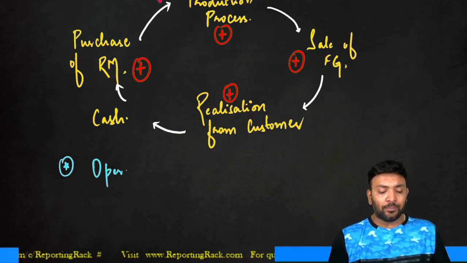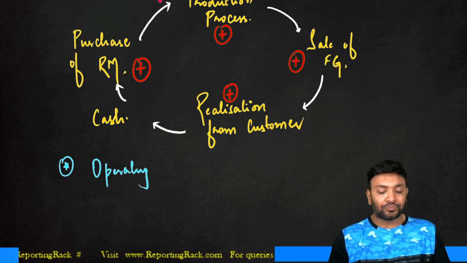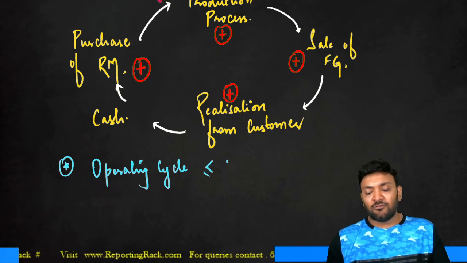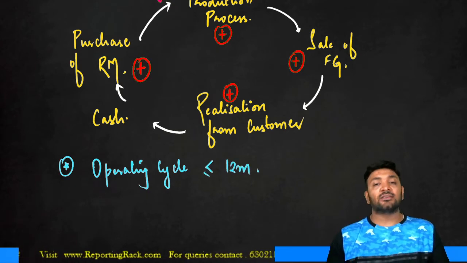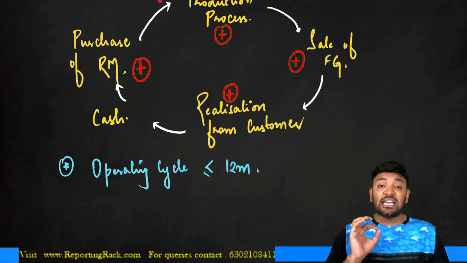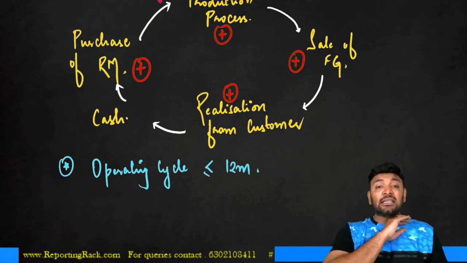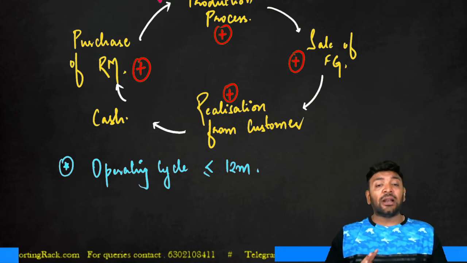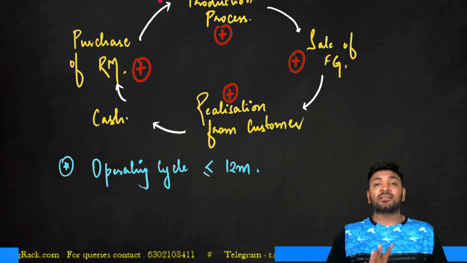Operating cycle is always less than 12 months. I am just generalizing it. I am not saying that this is always compulsory. I'm just saying in general sense, an operating cycle should fall within 12 months.